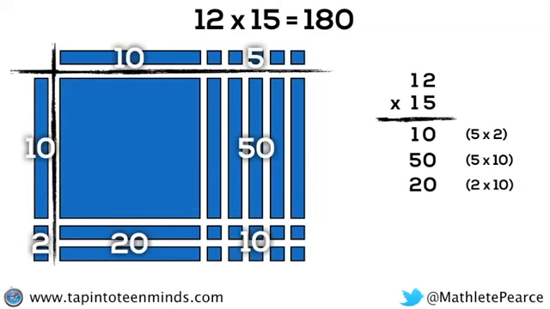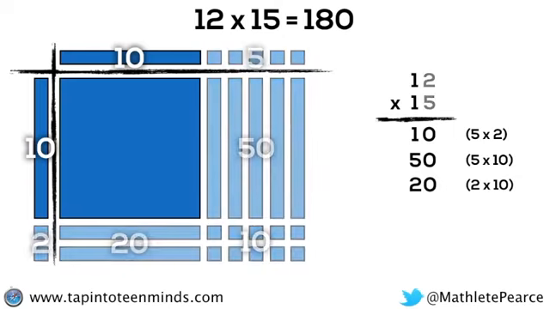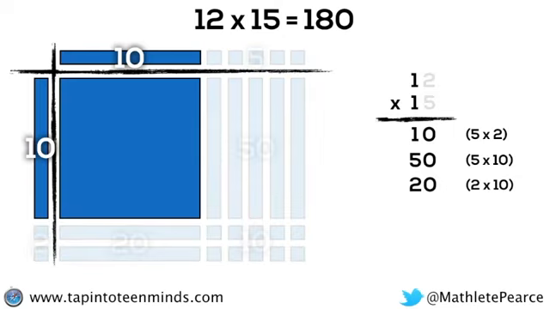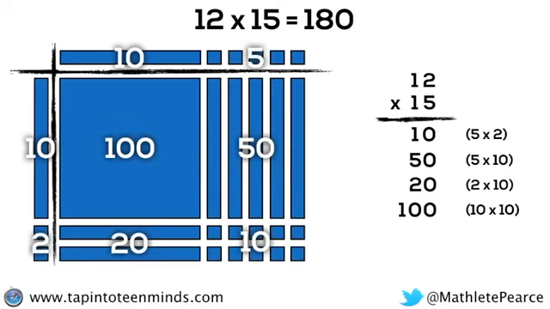And finally, the last partial product or chunk is multiplying one 10 rod by another 10 rod, or 10 groups of 10, for 100 flat. Then we sum up the partial products and we arrive at our product of 180.